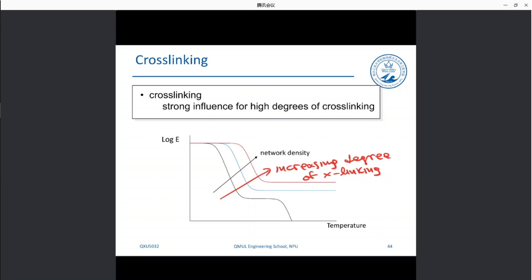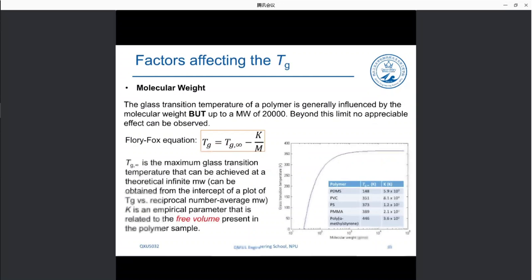X-linking is cross-linking, okay? With increasing degree of cross-linking, we have an increase of the glass transition temperature, okay? Now, there is an empirical equation provided by Flory and Fox, two very significant scientists in polymer physics. Based on this equation, the glass transition temperature is affected by the molecular weight, but up to a molecular weight of 20,000, okay?